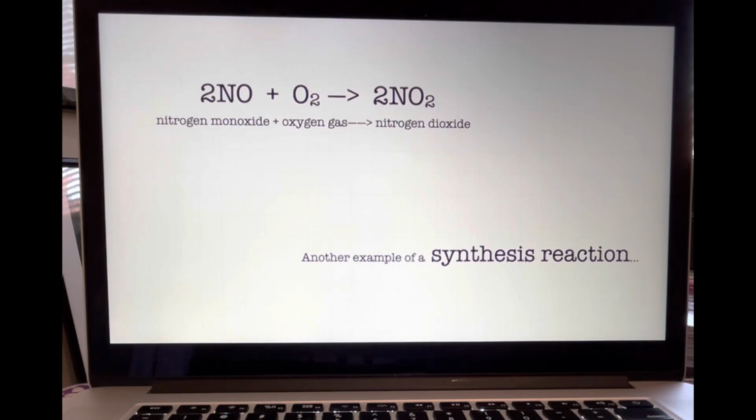Because there are two reactants, even though one is a compound, that join to form one new product, this qualifies as a synthesis reaction.